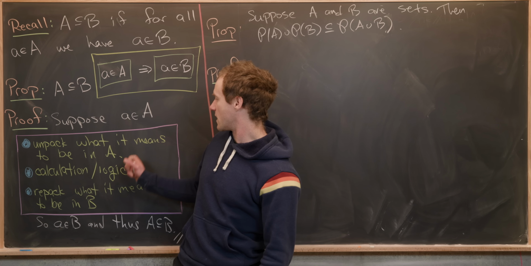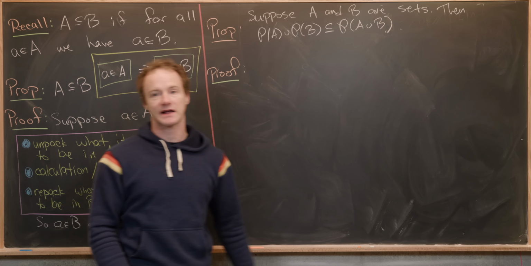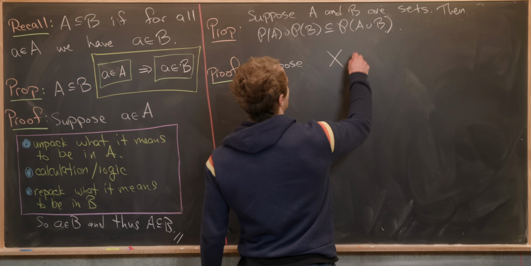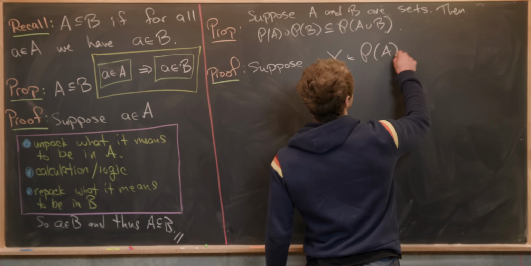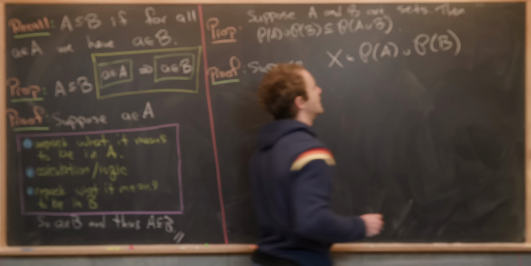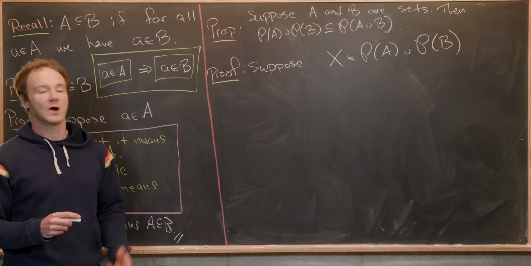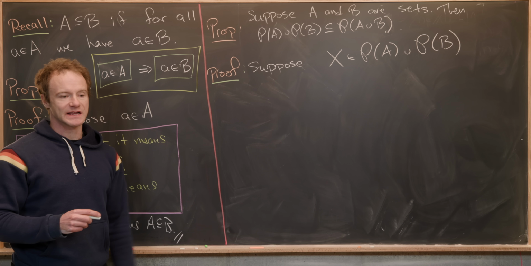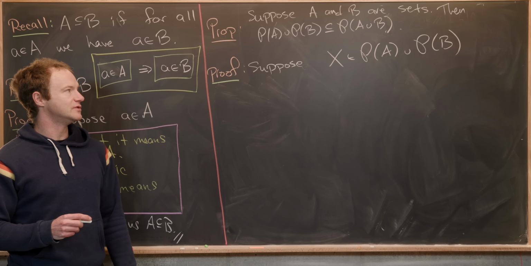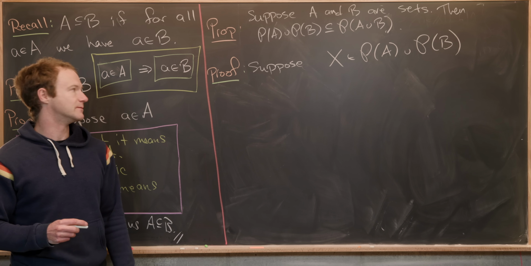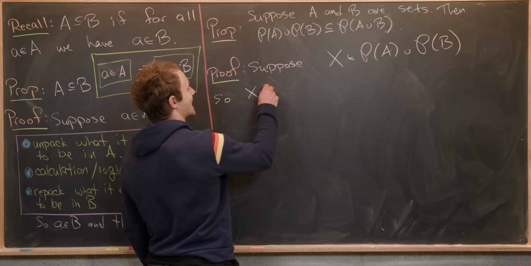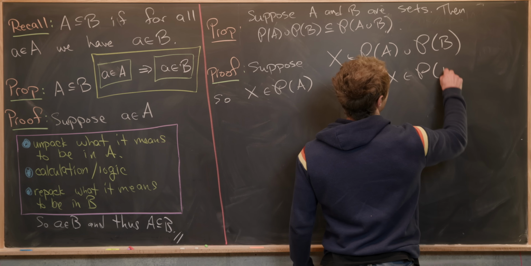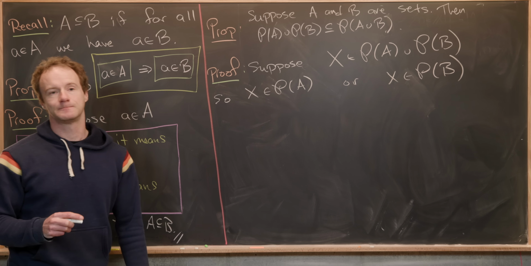So we want to start off by supposing that we have an element from the left-hand side and then follow this general setup: unpack it, do some calculation, and repack it. So let's suppose that capital X is an element from the power set of A union the power set of B. Next, we can use the fact that a union is like an OR symbol. Being in a union means that you are in one of those component sets. So X is an element from the power set of A, or X is an element from the power set of B.